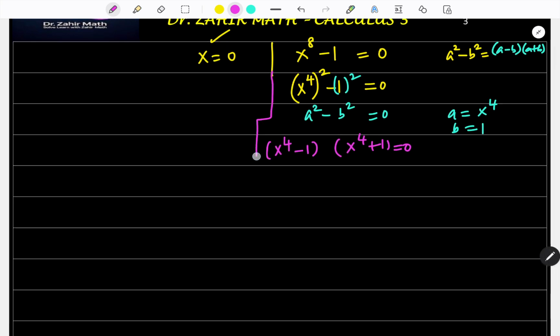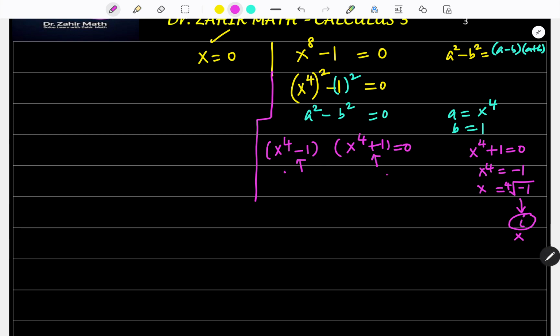Now I'm going to concentrate only on the x power 4 minus 1 factor, not on the other one. What is the reason? Suppose I take x power 4 plus 1 equal to 0, what happens? x power 4 is equal to minus 1. So when you take the fourth root of minus 1, it will give you complex numbers. We are going to find maximum and minimum values on the real line. So definitely complex values are not allowed. So anyway, I'm going to neglect this equation.